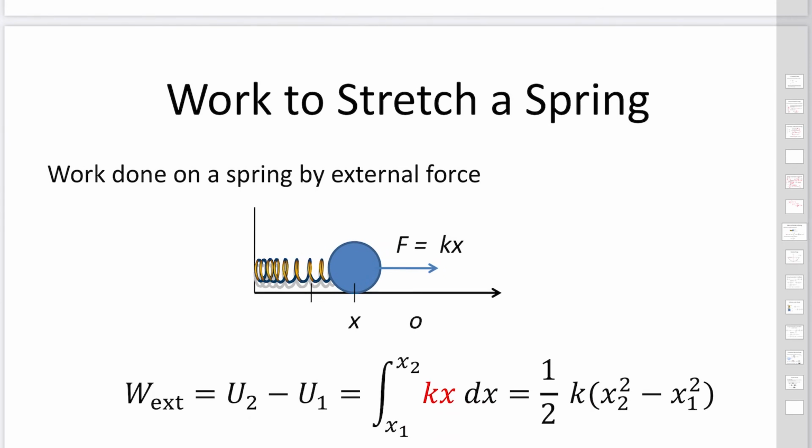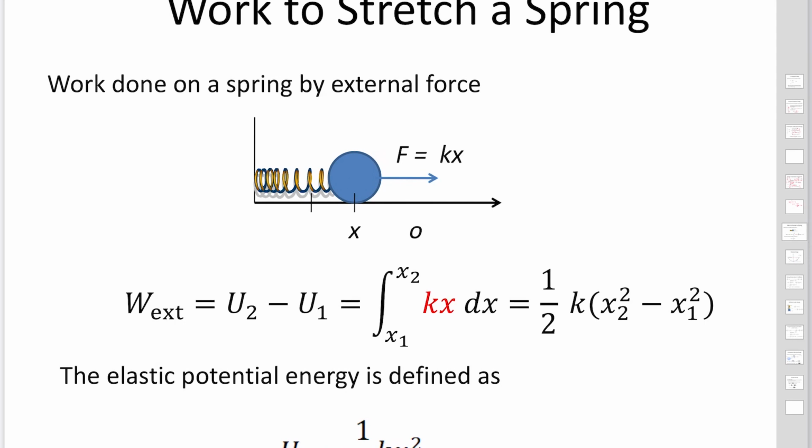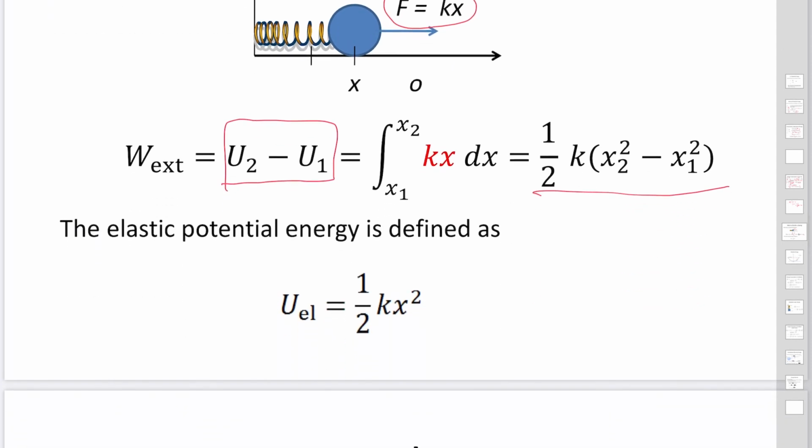Okay, when we do work to stretch a spring, we'd like to find out the potential energy of a spring. Then we have to apply an external force to stretch the spring, F equals kx. Then the work done by the external force can be calculated: 1/2 k times x sub 2 squared minus x sub 1 squared. So this is equal to the change of the potential energy. So we find that the potential energy, which we call the elastic potential energy of the spring, is 1/2 kx squared. This is the potential energy stored in a spring.